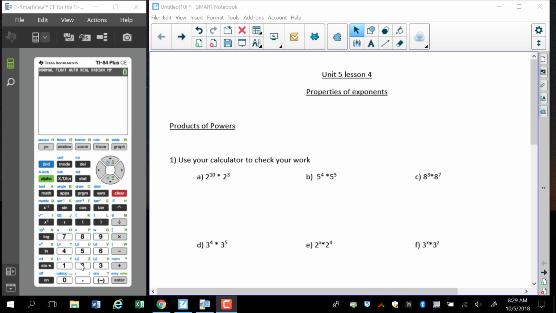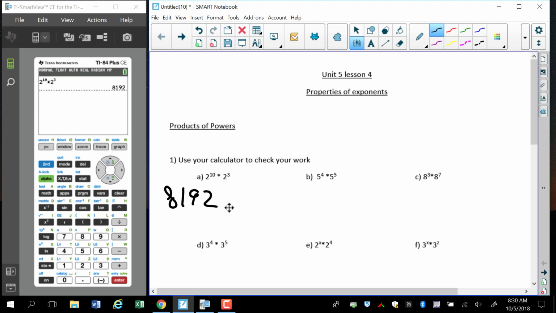So if you take a look, if we go in the calculator here, 2 to the power of 10. Remember, hit the over key so that cursor goes down, times 2 to the power of 3. And you get 8,192. Now, that's easy, but there's also another way to look at this. If you look here on the calculator, do 2 to the power of 13. And notice you get the same exact answer.